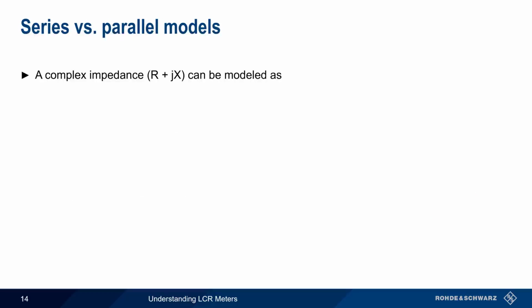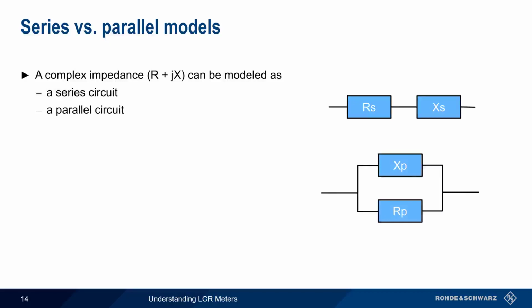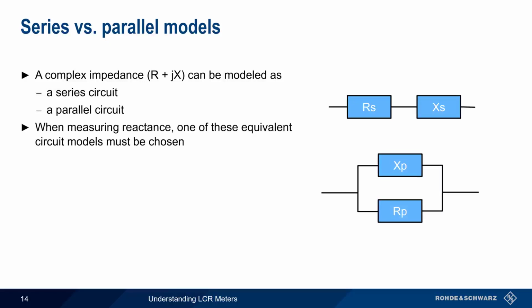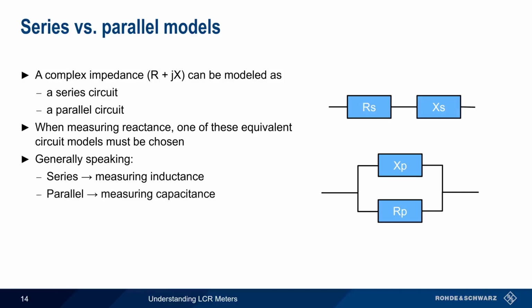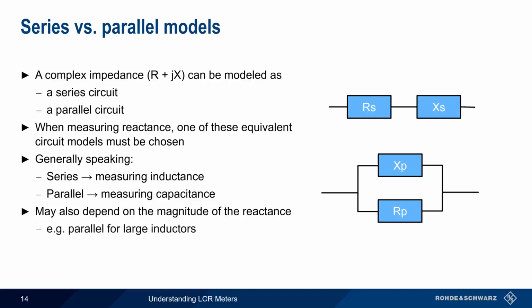Complex impedances consist of a resistance and a reactance, and these can be modeled either as a series circuit or as a parallel circuit. When measuring reactance with an LCR meter, one of these equivalent circuit models must be chosen. Generally speaking, the series model is used when measuring inductance, and the parallel model is used when measuring capacitance. However, the appropriate model may also depend on the magnitude of the reactance. For example, when measuring large inductors, the parallel model is often more appropriate. The reasons and criteria for choosing a model are somewhat involved, but most LCR meters will automatically choose the most appropriate model for a given measurement.